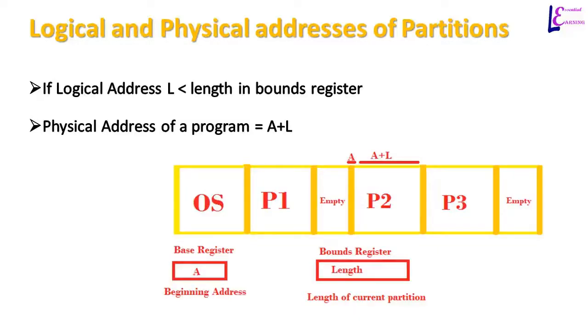Logical and physical addresses are determined by the same method discussed previously. But before a program is assigned a partition, the logical address of the program is checked. If the logical address is less than the address in the bounds register, that partition is assigned to the current program. So if a partition is selected, the physical address is obtained by adding the beginning address present in the base register to the logical address of the program.